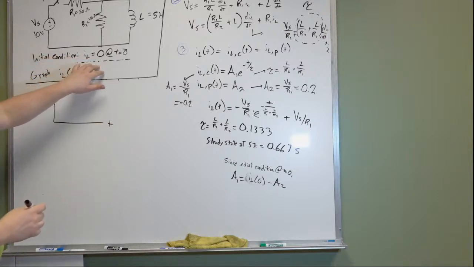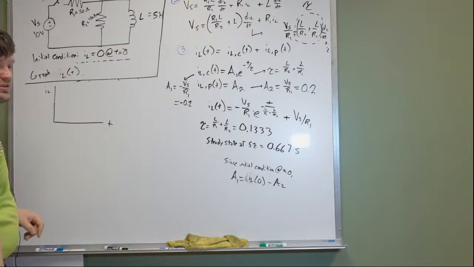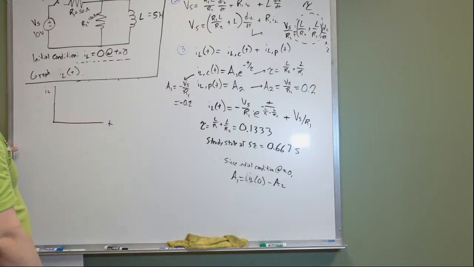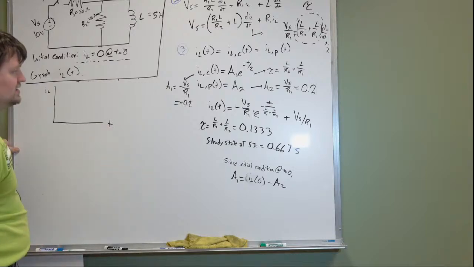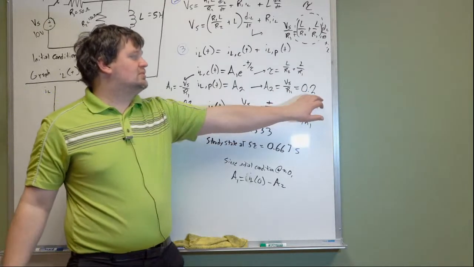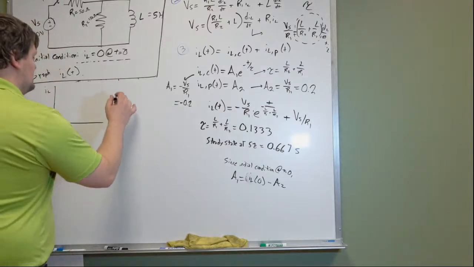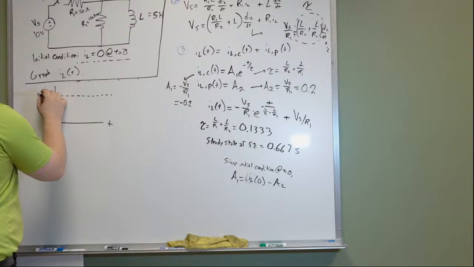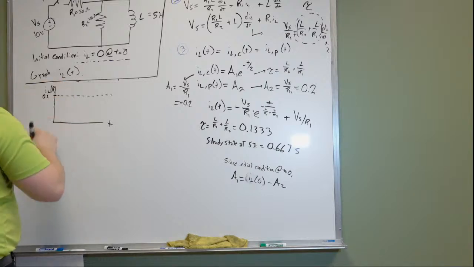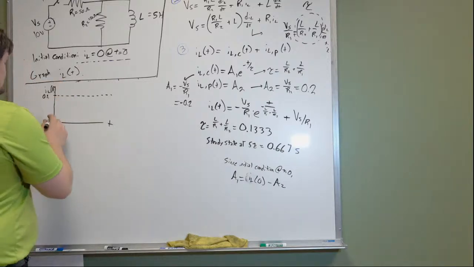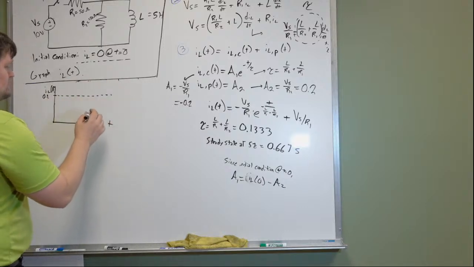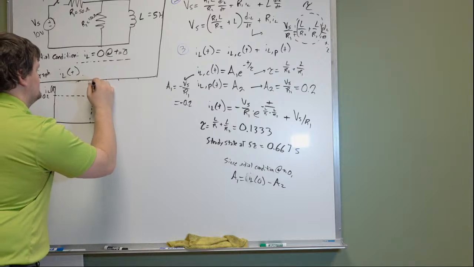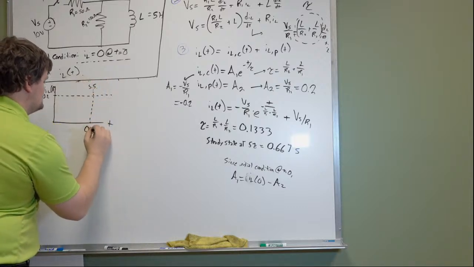Okay. Now we know that at time equals 0, IL is equal to 0, which means it's going to start here. We know at infinity, we're going to be approaching a value of 0.2. So I'm just going to go ahead and draw that on the graph. 0.2. This is, by the way, in terms of amps. So it's going to start at 0. It's going to approach 0.2. We'll call this point where it reaches steady state. And that's going to be at 0.667 seconds.